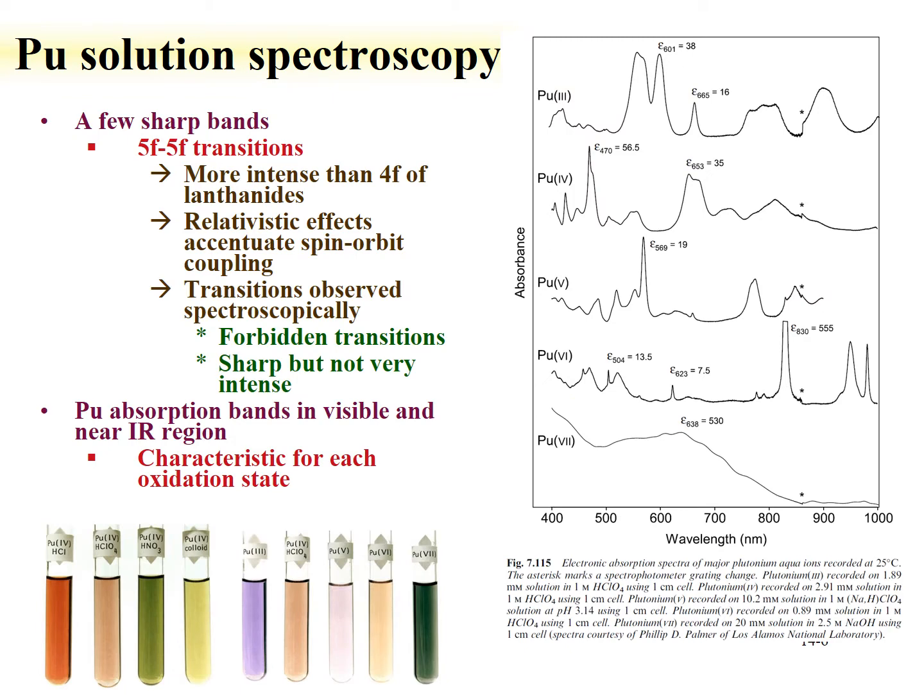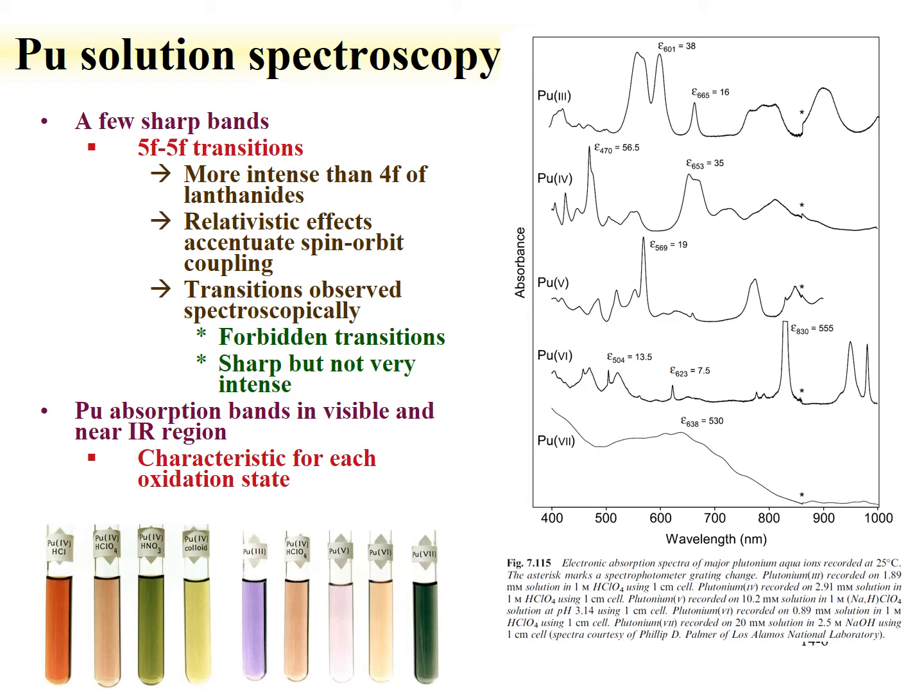Plutonium spectroscopy is shown here. We'll start off with this picture of the different colored plutonium solutions. These are all the tetravalent plutoniums. As we see, we have different colors as a function of the ligand: HCl, so chloride, perchlorate, nitrate, plutonium colloid. And then here's different colors as a function of oxidation state, 3, 4, 5, 6, and 7.